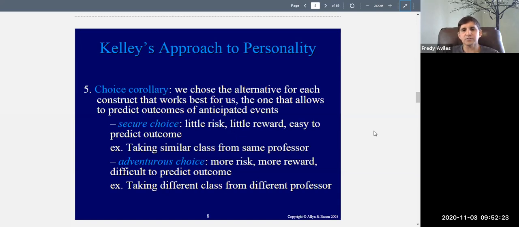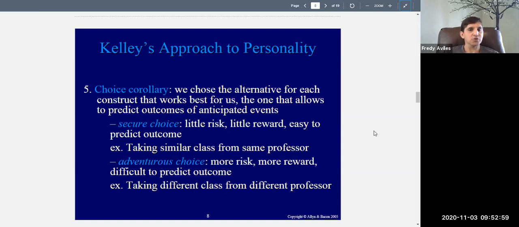So all constructs involve a secure choice and an adventurous choice. The secure choice is where you follow the construct, basically. You have a certain prediction, you know it works, so you go along with that prediction. Little risk, little reward, easy to predict the outcome. Like for instance, there's a certain professor you've taken several classes from, and you know that's a good professor. You do well in that professor's classes. So you have the prediction, if I take this professor's class, I will do well.